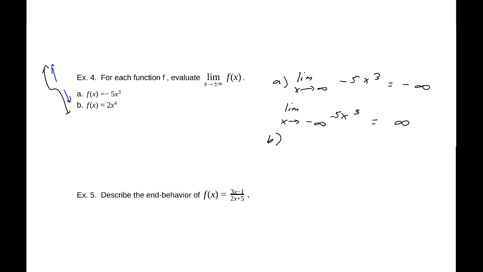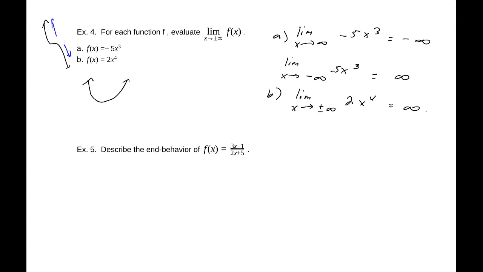All right, part B. Limit as x approaches infinity of 2x to the fourth. Now, for both ends of this function, no matter whether they are positive or negative, we end up with x to the fourth being a positive value. Okay, which means this is going to be positive infinity for both. And that graph will look something like this. That's really a quadratic, but it'll look similar to that.